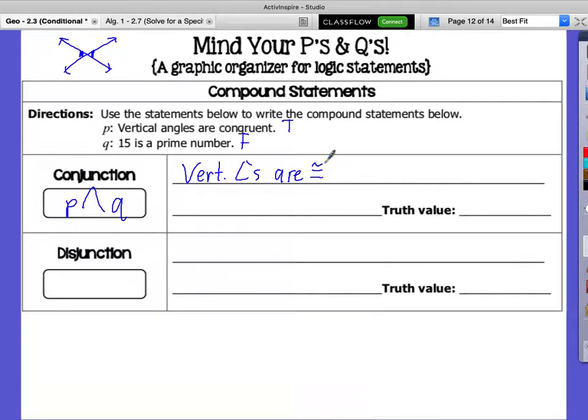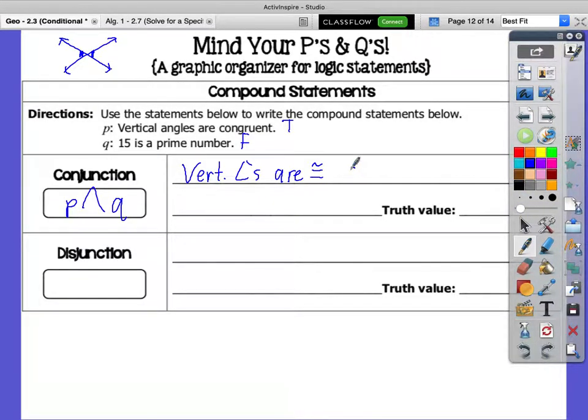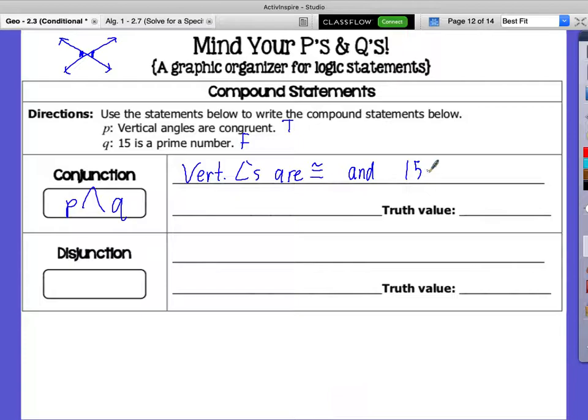I like shortening down to the symbols, guys. If it makes sense for you, do it. If it doesn't, don't. If the symbols just confuse you more, then write it out. So: vertical angles are congruent, and 15 is a prime number. This is going back to what we did two classes ago. Now, for a conjunction, how many of them have to be true to be true? Are these both true? No, so it's false.